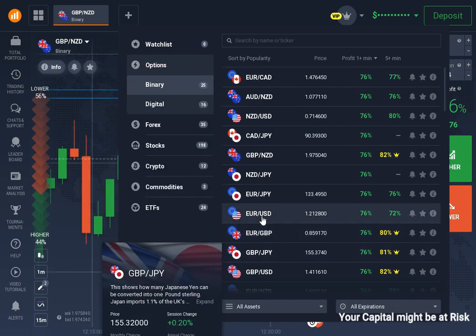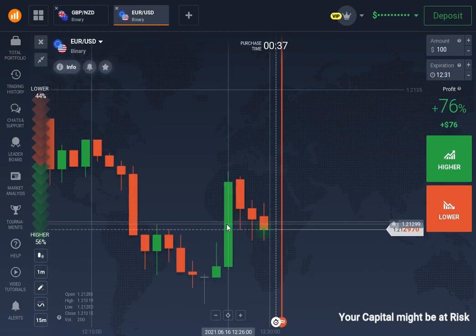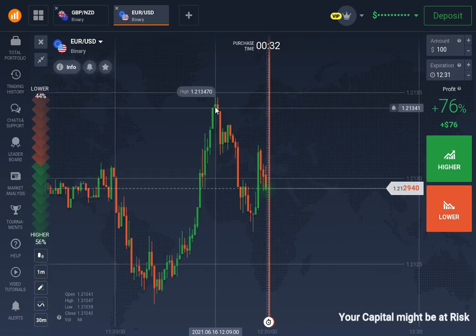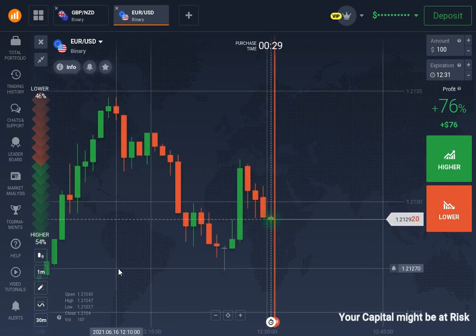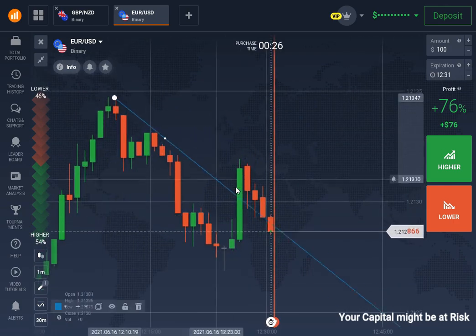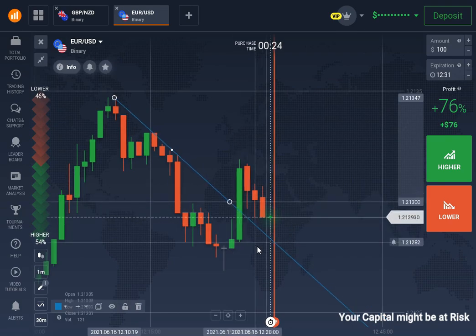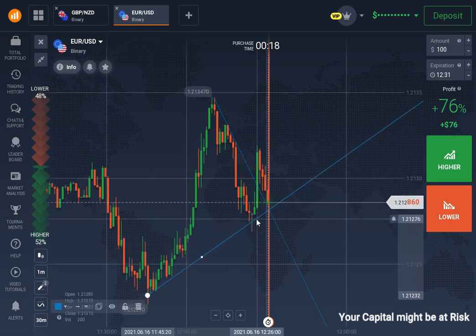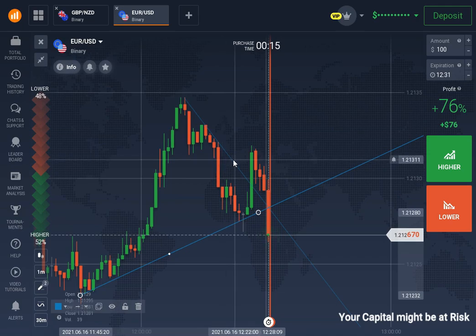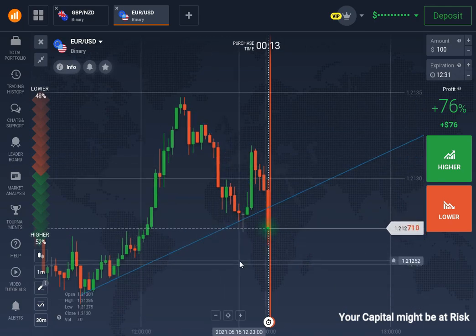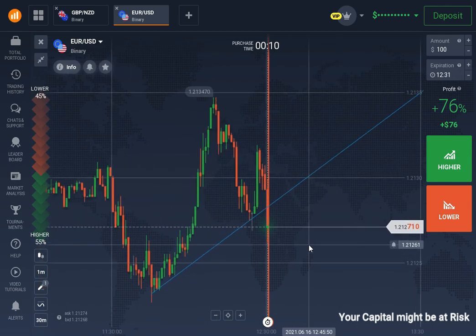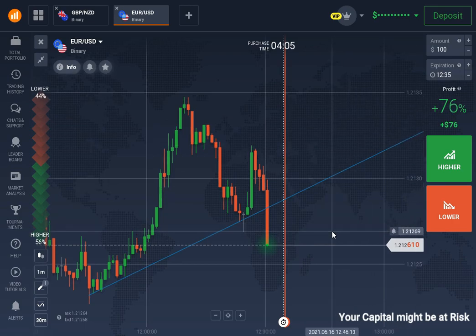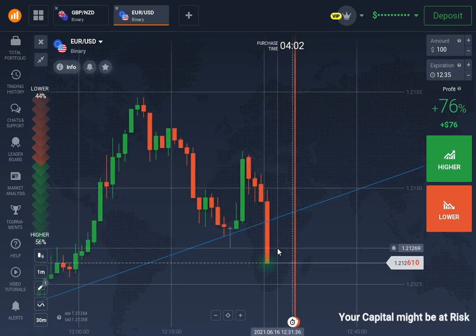Okay, so we will go with Euro US dollar, and let me analyze the chart. The general trend is uptrend and the market is in a retracement phase, and it gave a breakout here. You can see this is a breakout, and this is again a retracement phase. Let me draw. So I guess we have a breakout here actually. You can see this is a clear breakout.